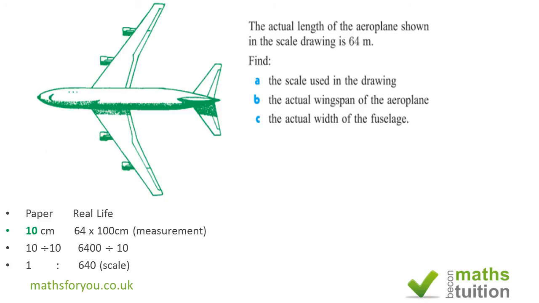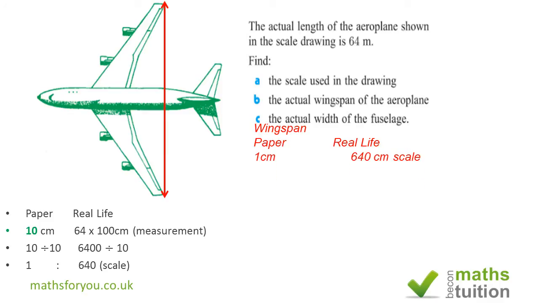Right. Now, next, we want to find the actual wingspan of the aeroplane. The wingspan is measured from tip to tip of the aeroplane. So that's the wingspan. Now the scale we've got is 1 to 640. So again, two columns, paper and real life. On paper, the scale is 1 centimeter to 640. So if I measure 1 centimeter, that's 640 centimeters.